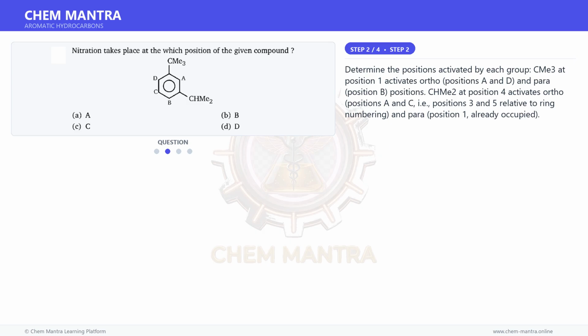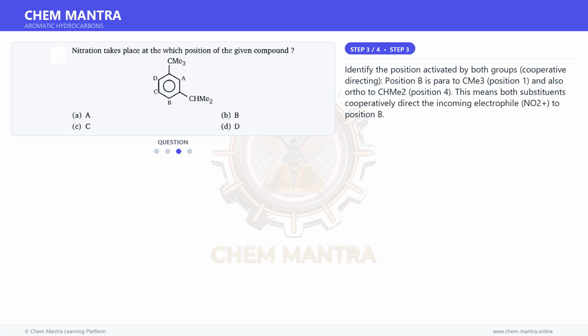Determine the positions activated by each group. CMe3 at position 1 activates ortho, positions A and D, and para, position B, positions. CHMe2 at position 4 activates ortho, positions A and C, i.e., positions 3 and 5 relative to ring numbering, and para, position 1, already occupied. Moving on to the next step.